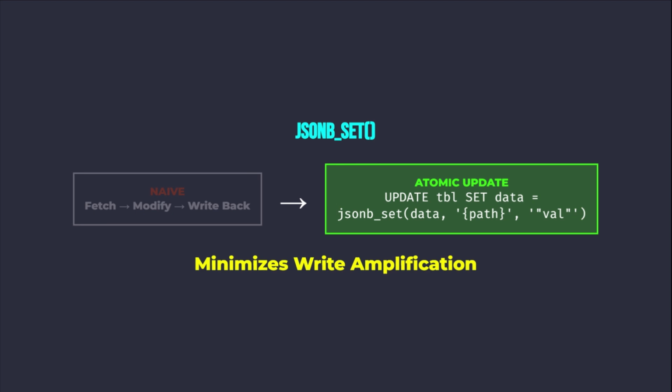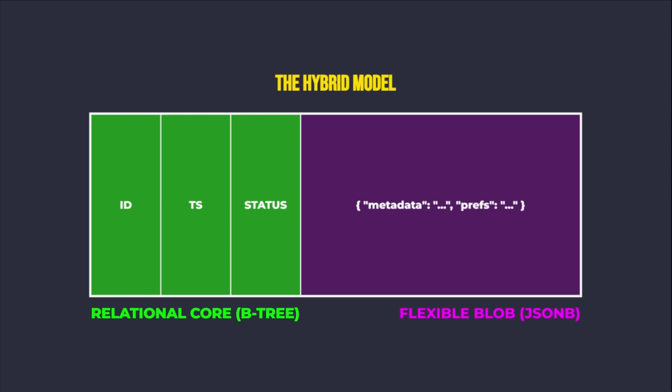For example, updating a user's nested preference setting requires only the path array, the new value, and the Boolean flag for creation if the path does not exist. This minimizes write amplification and ensures that only the necessary bytes are modified on disk, maintaining transactional integrity and improving write throughput. The most robust approach for complex systems is the hybrid model.